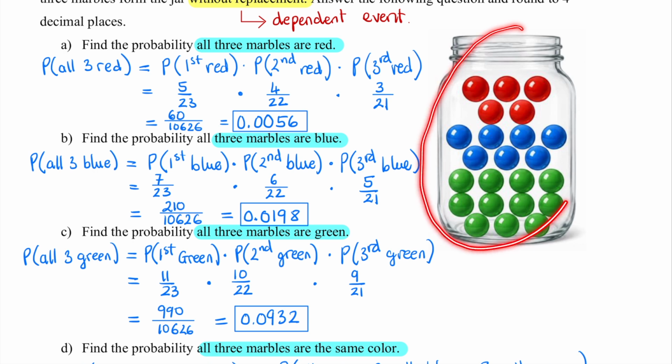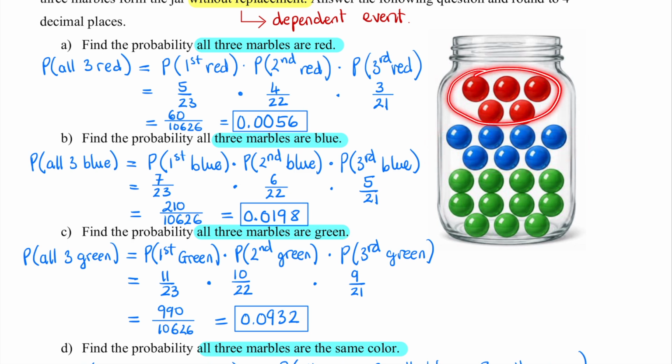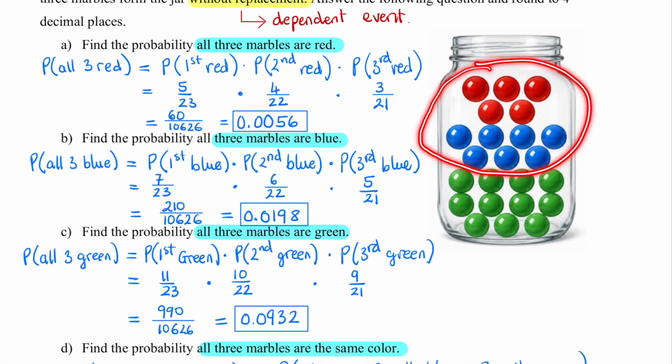There are a total of 23 marbles in this jar, 11 green marbles, 7 blue marbles, and 5 red marbles. If the marble is not green, then it must be either blue or red. So there are a total of 12 non-green marbles. The probability that the first marble is not green is 12 out of 23.